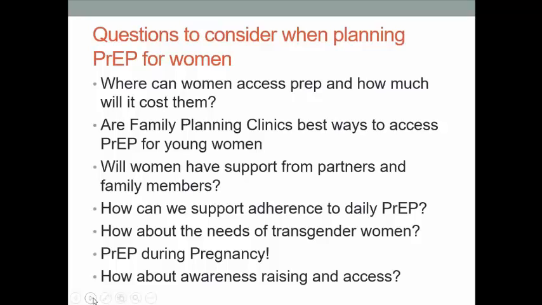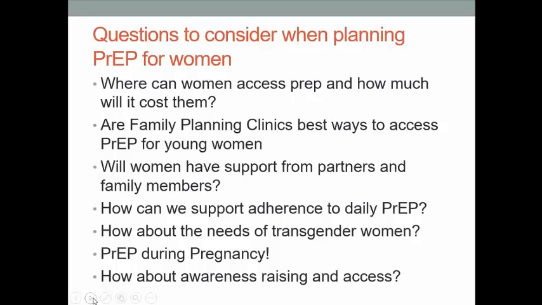The first question is, where can women access PrEP, and how much will it cost them to get there? Do women even have control over resources? Do women have control over money, for them to be able to access PrEP? This is an important question for us to bear in mind when we're planning PrEP for women. And are family planning clinics the best way to offer PrEP to young women? What are we seeing currently in terms of young women accessing contraceptives in clinics? What is going to be the reaction of health care workers if a young woman walks into a family clinic and asks for PrEP? Those are some of the questions for us to be considering.